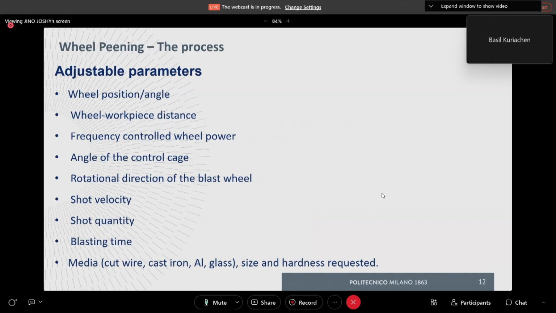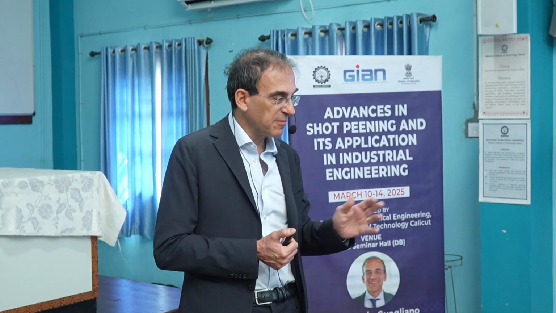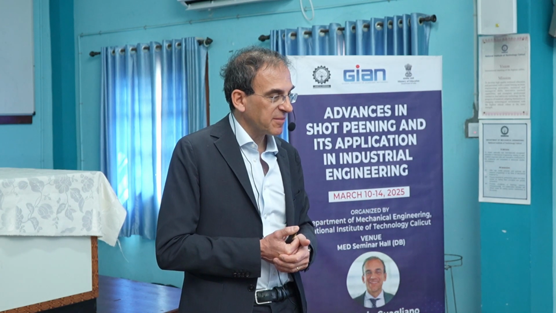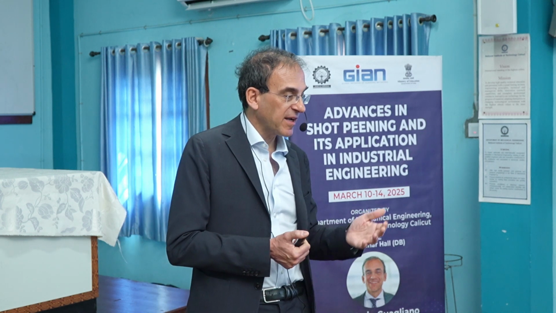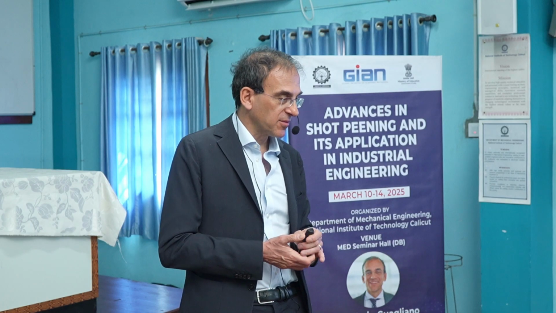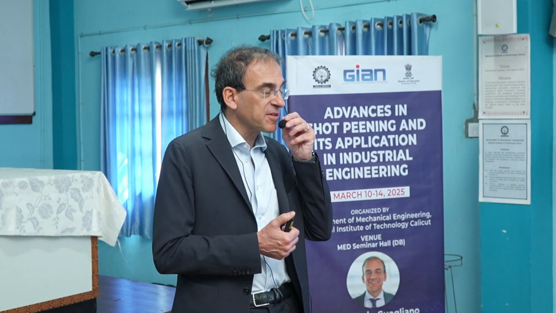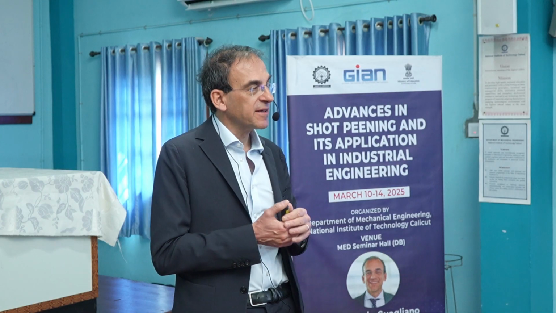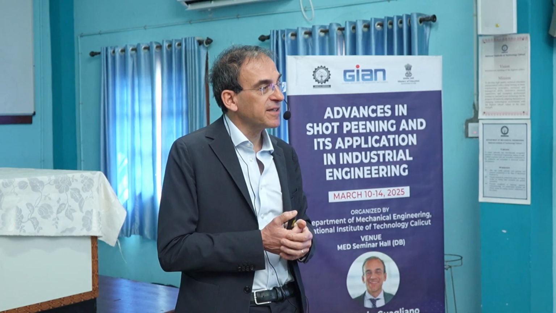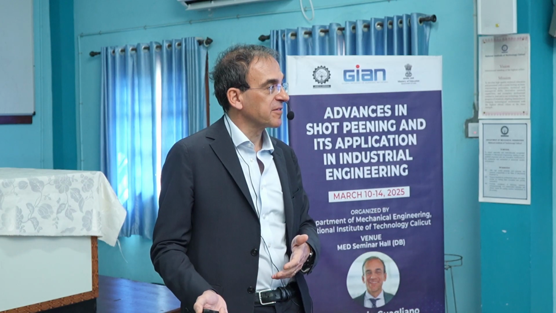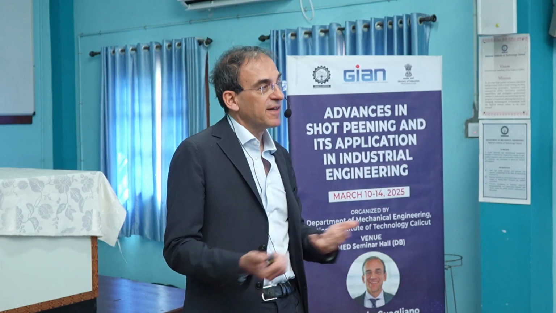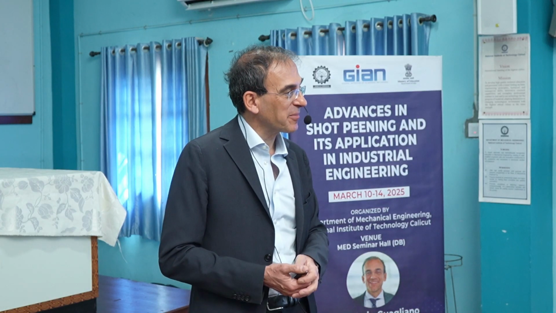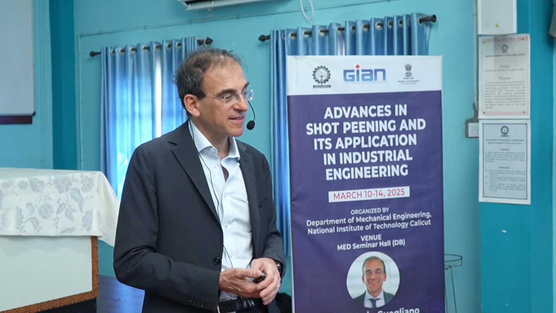We will talk about the media later. Anyway, here I introduce some possible materials: cut wire, harder cast iron, glass, ceramics. Aluminum is not used. What is the property we need for the media? The main property we need is that they are harder than the workpiece. Otherwise, the risk is that we are peening the shots themselves and not the workpiece. So they must be harder than the workpiece.